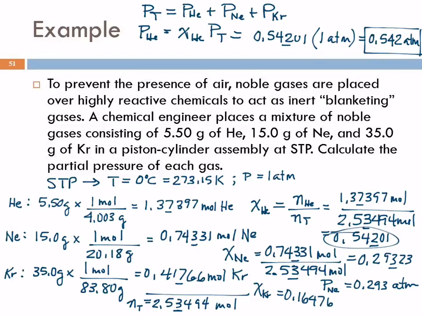If I do it the other way, if I take 0.41766 and divide by 2.53494, I get 0.164761296. And because the total pressure is 1 atmosphere, when I take this mole fraction and multiply by the total pressure, 1 atmosphere, I end up with the partial pressure of krypton being equal to its mole fraction, 0.16, and for final answer, I'm going to round that up to 5.